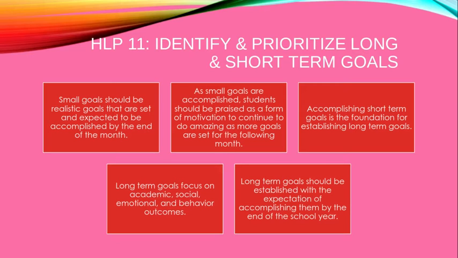The next HLP that I found to be helpful is HLP 11, identify and prioritize long and short-term goals. Small goals should be realistic goals that are set and expected to be accomplished by the end of the month. As small goals are accomplished, students should be praised as a form of motivation to continue to do amazing as more goals are set for the following month. Accomplishing short-term goals is the foundation for establishing long-term goals. Long-term goals focus on academic, social, emotional, and behavior outcomes. Long-term goals should be established with the expectations of accomplishing them by the end of the school year.